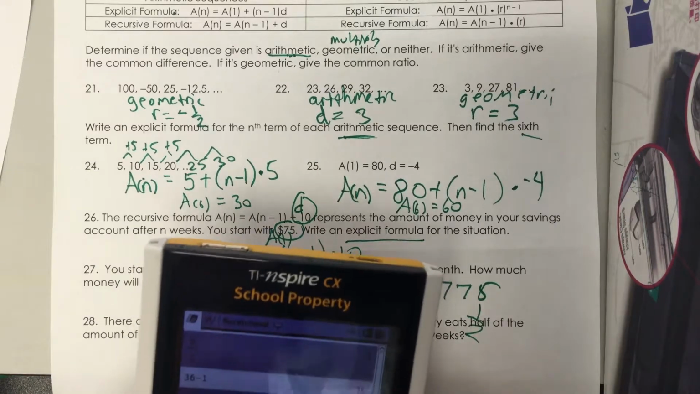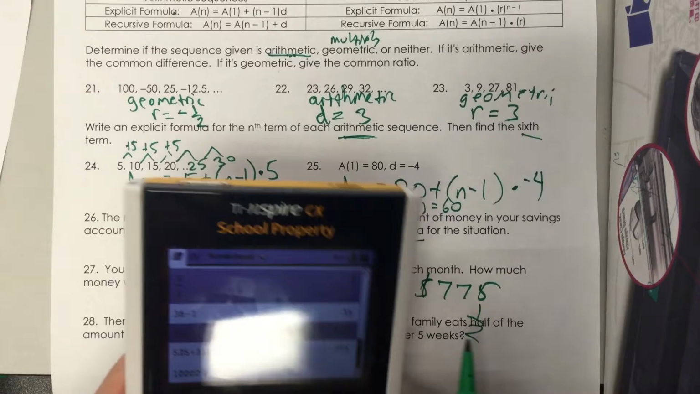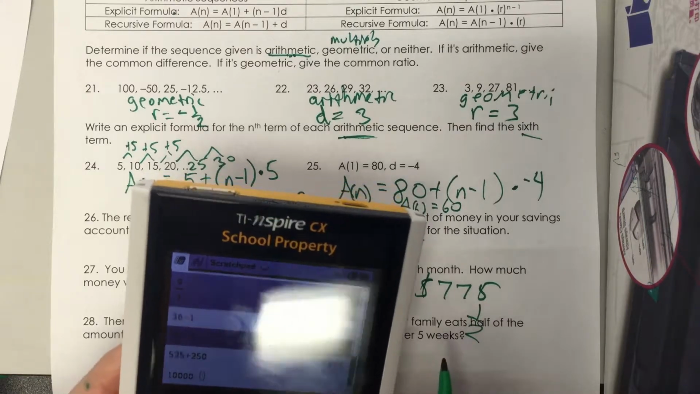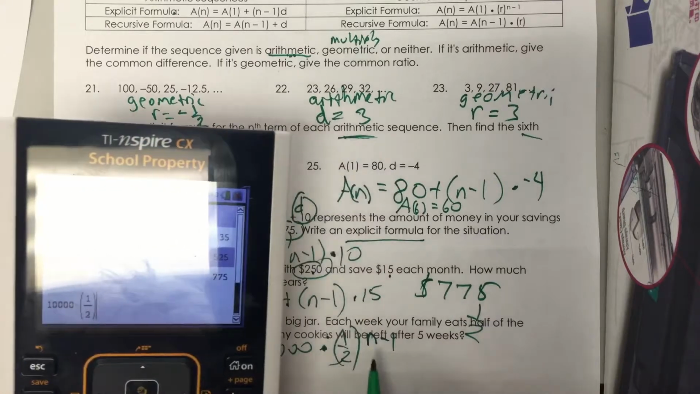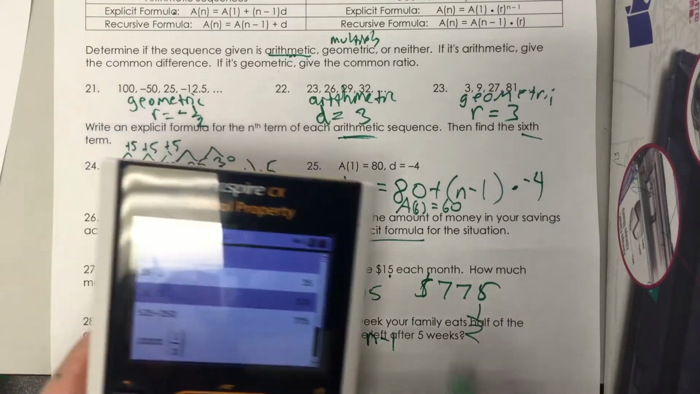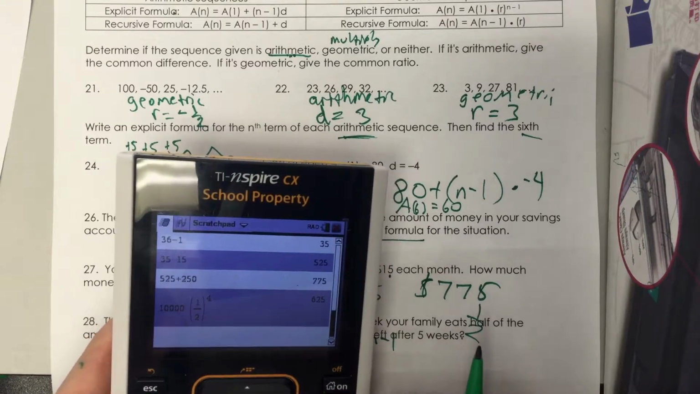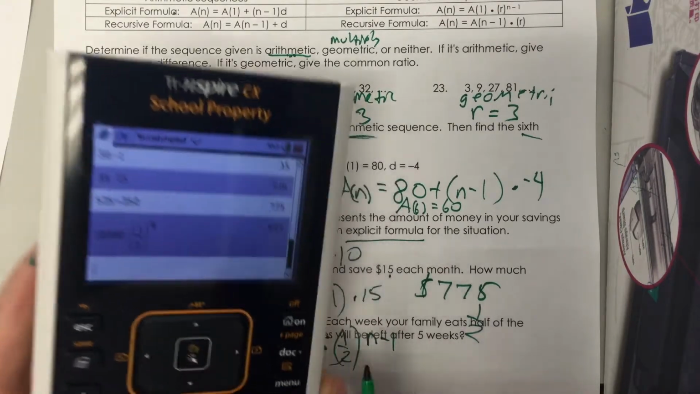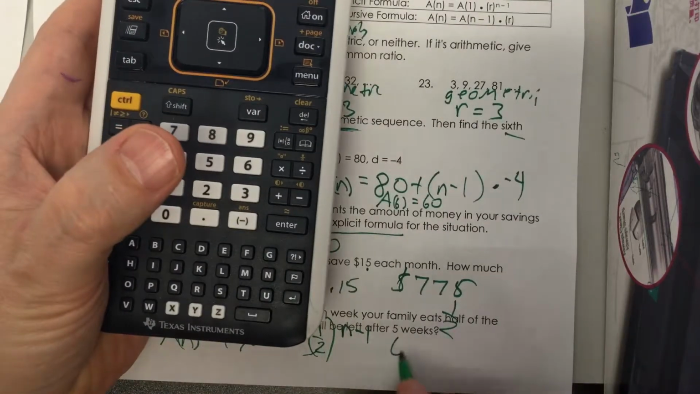10,000 right here times 1/2 raised to the n minus 1. In this case, it's 5 minus 1, raised to the power of 4. 625 cookies. That's all they have left after 5 weeks out of 10,000.